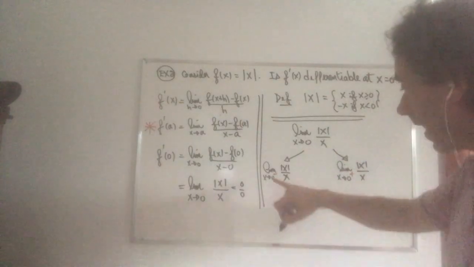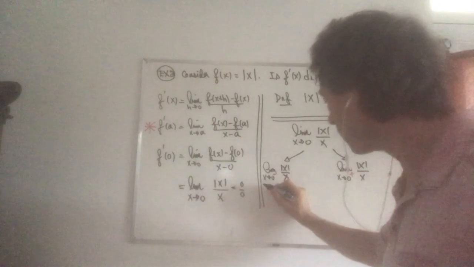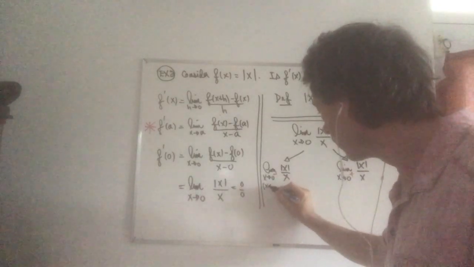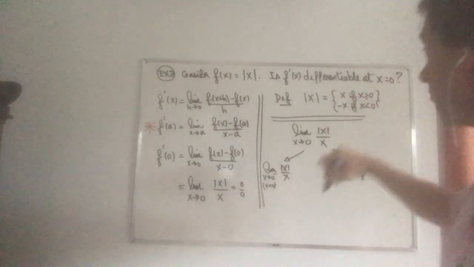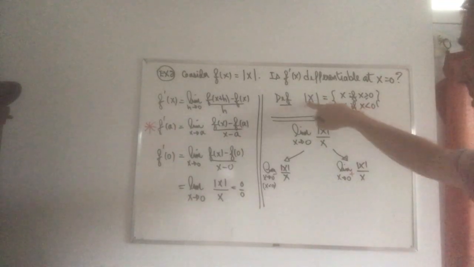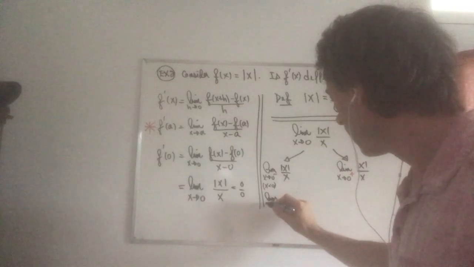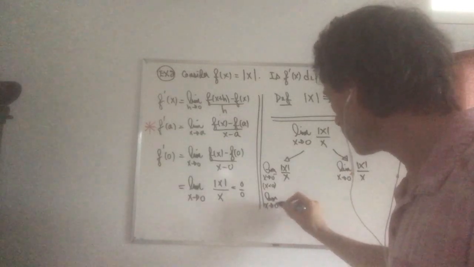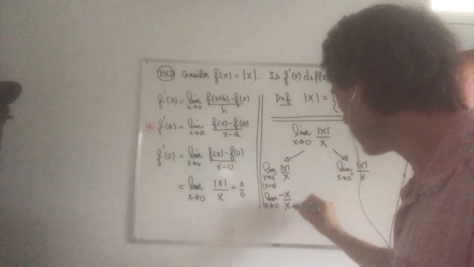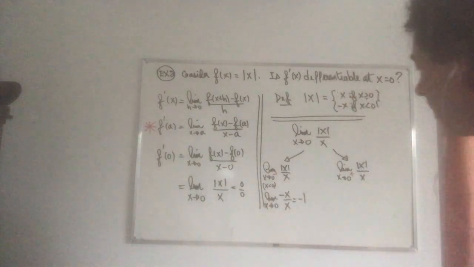What is that? Here we are on the left of 0. You know what that means? We are less than 0. If we are less than 0, I can replace the absolute value by minus x. So this is equal to the limit as x approaches 0 of minus x over x. The x's cancel and I get minus 1.